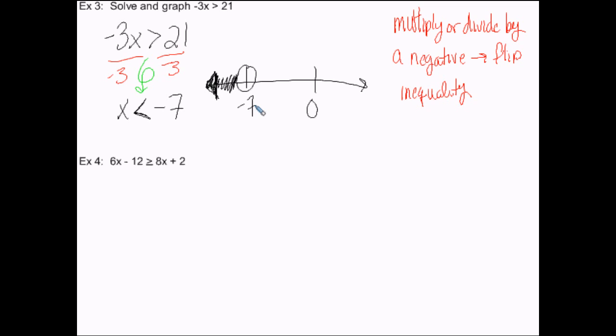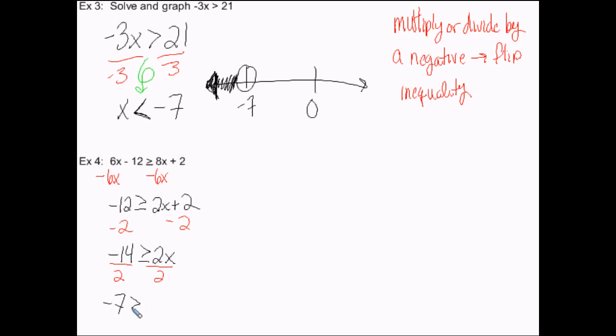You can go either way. I'm actually going to leave them on the right this time because I want to make sure that people are not falling into the trap of shade where the arrow points. Okay, so I'm going to subtract 6x from both sides, and I'm going to get negative 12 is greater than or equal to 2x plus 2. I'm going to subtract 2, and I get negative 14 is greater than or equal to 2x. And then I divide by 2, and I get negative 7 is greater than or equal to x.